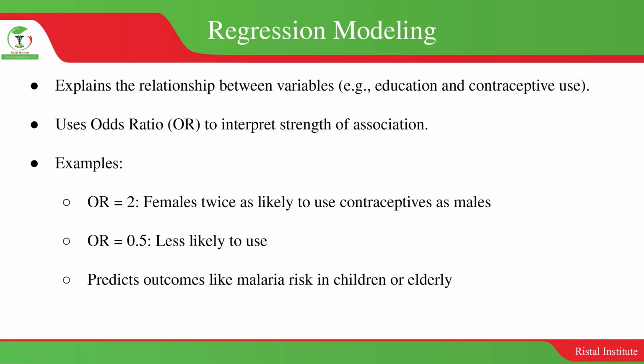Or if you wanted to understand whether the level of education affects contraceptive uptake, then using regression modeling you can generate the outcome. An odds value against zero would mean that people who are educated are less likely to use a particular contraceptive than the others that are not.